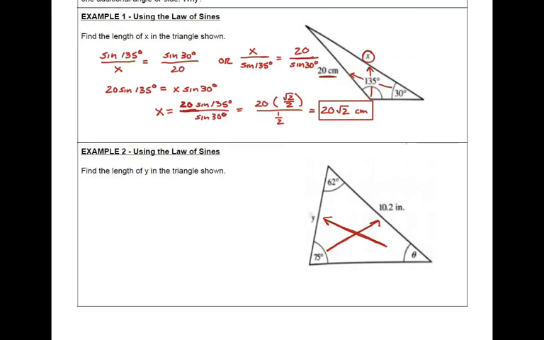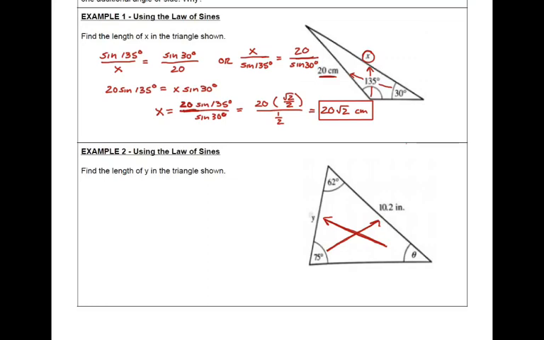If you look at example 2 here, we want to find the length of y in the triangle shown. I'm going to draw some arrows here, at least at the beginning, just so we can get used to how we're going to apply this law of sines. So y is the side opposite of theta. 10.2 is the side opposite of 75. Notice I'm not going to use the 62-degree angle in this case because I don't know the length of the side opposite. So I'm just going to use the angles and sides that I've drawn arrows between.